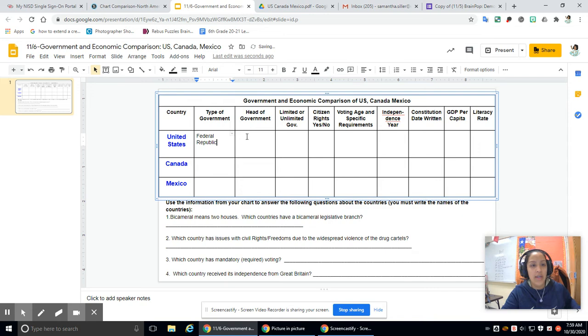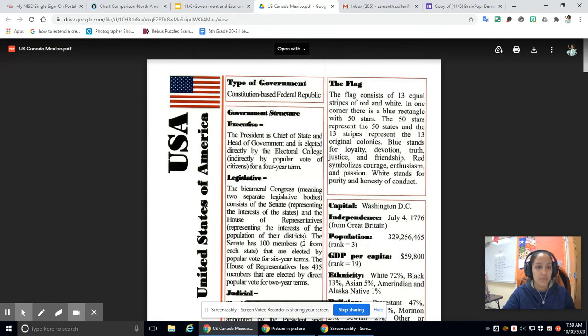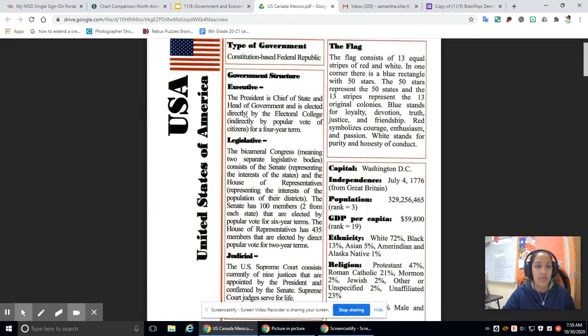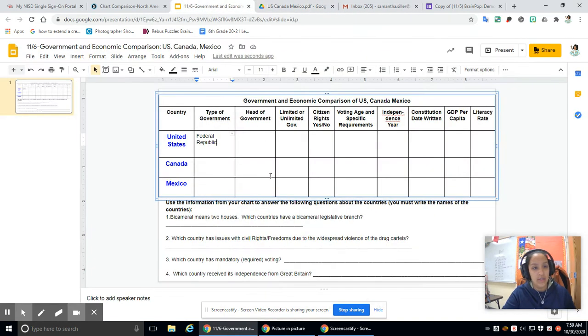All right. Who is our head of government? That requires you to read. So we have executive. The president is chief of state and the head of government and is elected directly by the electoral college. Oh, our president. So it'll just be president.